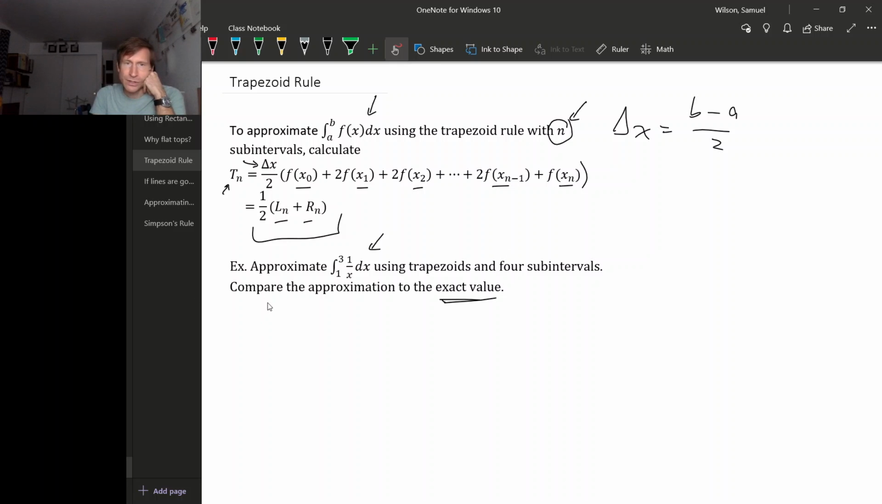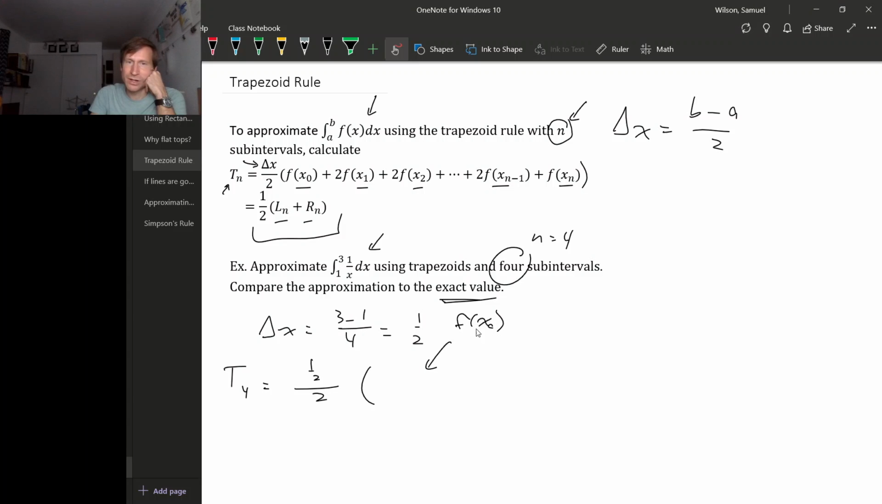Okay, so we need to find delta x. So that's 3 minus 1 over the number of rectangles, which is 4. Right, this is telling us n is 4. So 2 over 4, that's a half. So using trapezoids with 4 trapezoids, we get 1/2 over 2 times, so we need f of x sub 0. And remember, x sub 0, that's the left-hand endpoint.